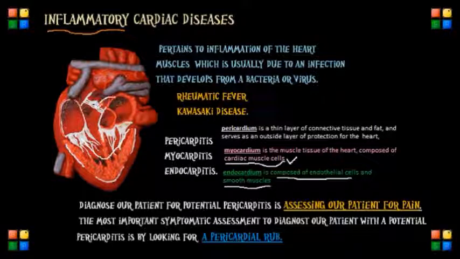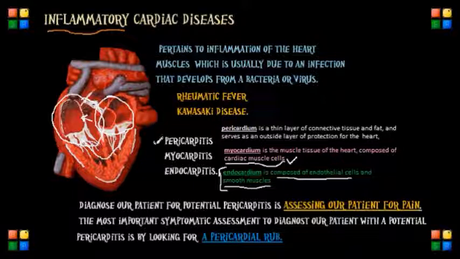That is why when we talk about endocarditis, it is sometimes referred to as an infection of the heart valves, right? So again, a good way to remember this is that the pericardium is the sac or the outer layer, the myocardium is the middle layer and is also the thickest layer, right? And lastly, our endocardium is the inner layer and basically acts as a barrier between the blood and the heart muscle.